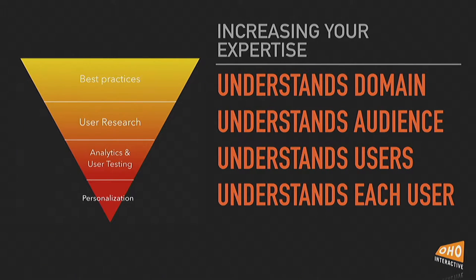So then the next one is understanding your audience. We can do user research. We can say, this is what prospective students want. This is what prospective adult learners want. This is what their parents want. This is what alumni want. And we can generally understand the audience through user research. And the next layer, analytics and user testing, refines it even more, when I can understand the user in aggregate in terms of their behavior. Here's what they're actually doing. Here's how they're using the site. Here's generally where they're going, what's working for them, what's not.